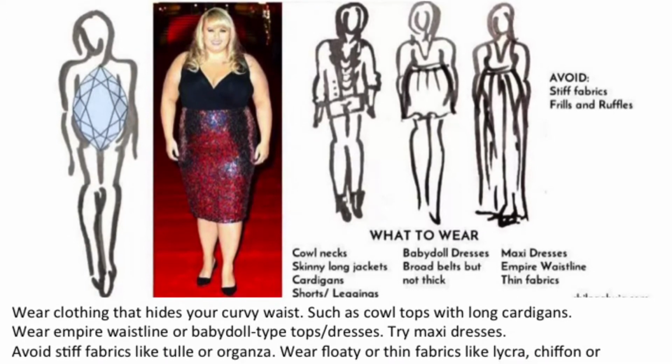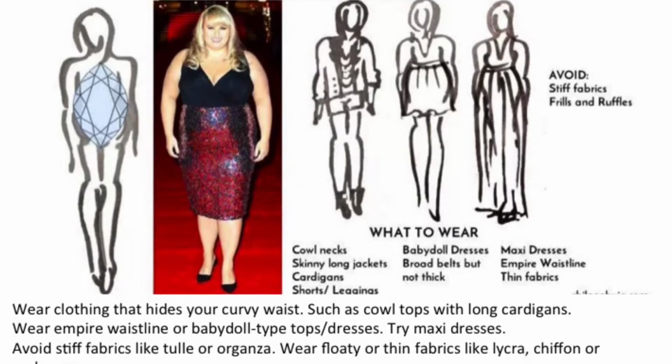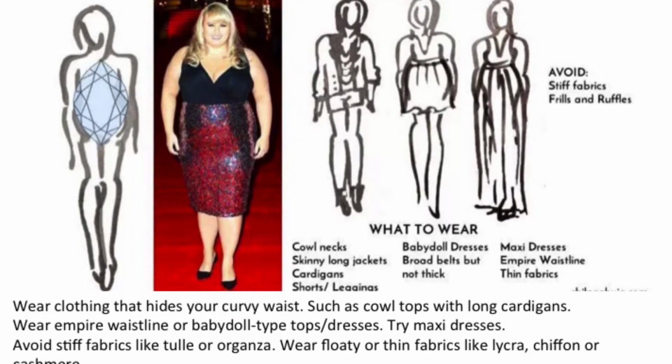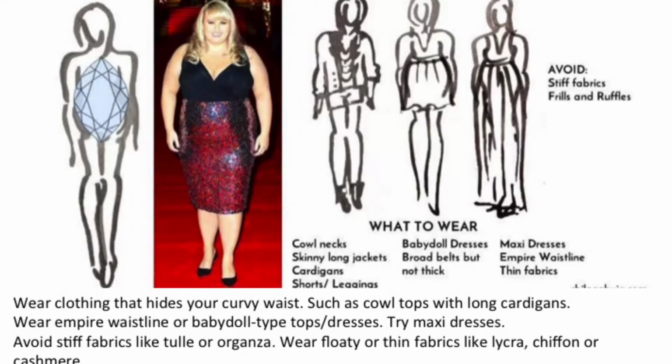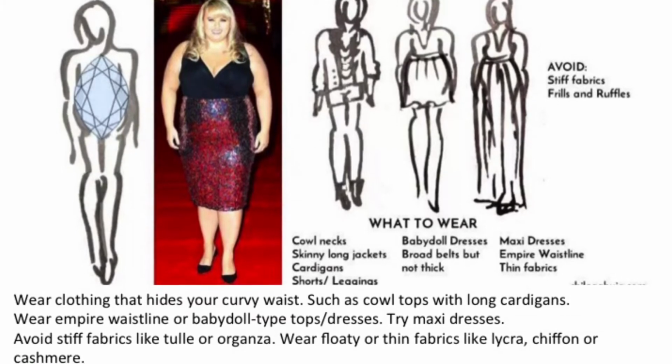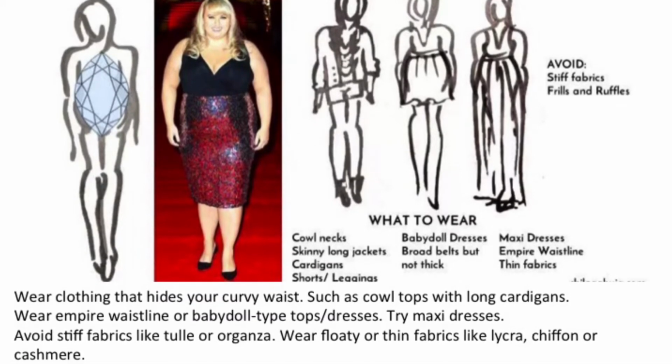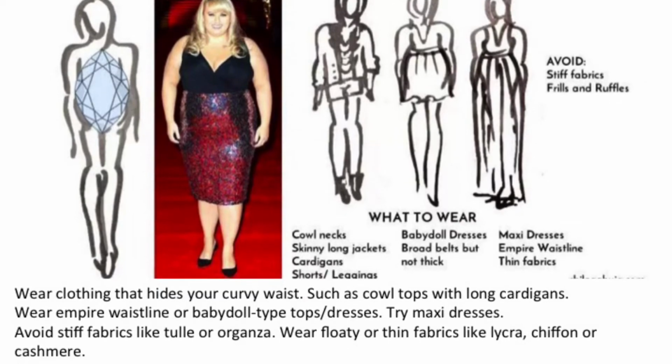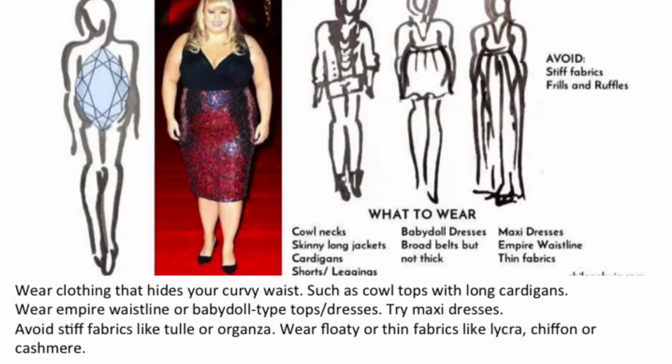For our diamond shape, we'd like to create a balance from the shoulders and the hips and the bust. So add fullness to your upper body, and you can do this by wearing off the shoulder, boat necks, or any attention to detail like embellishment or ruffles.